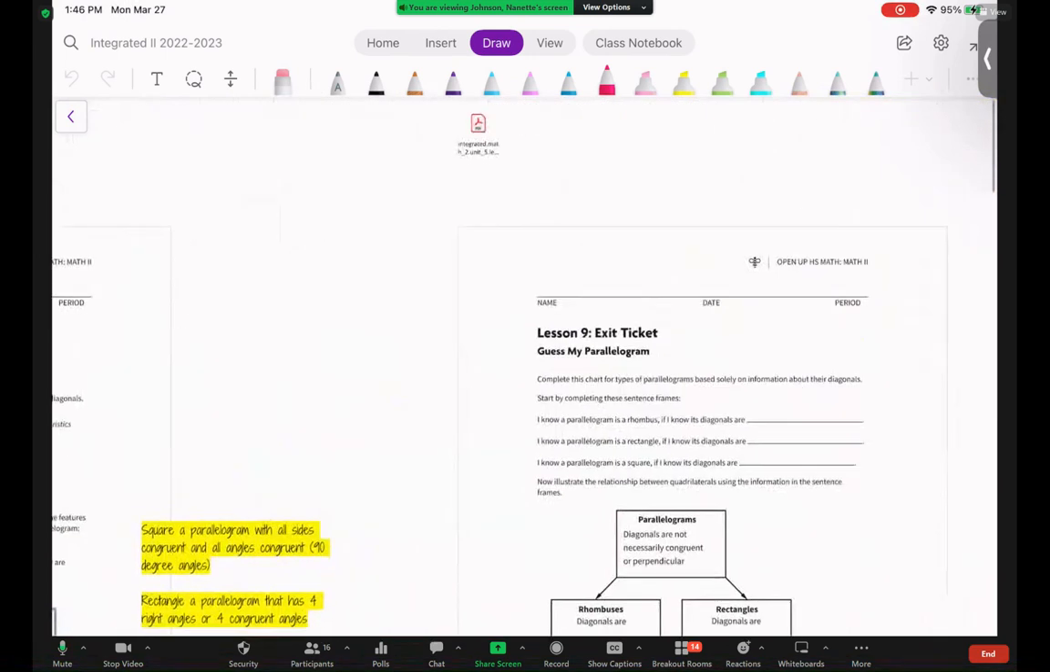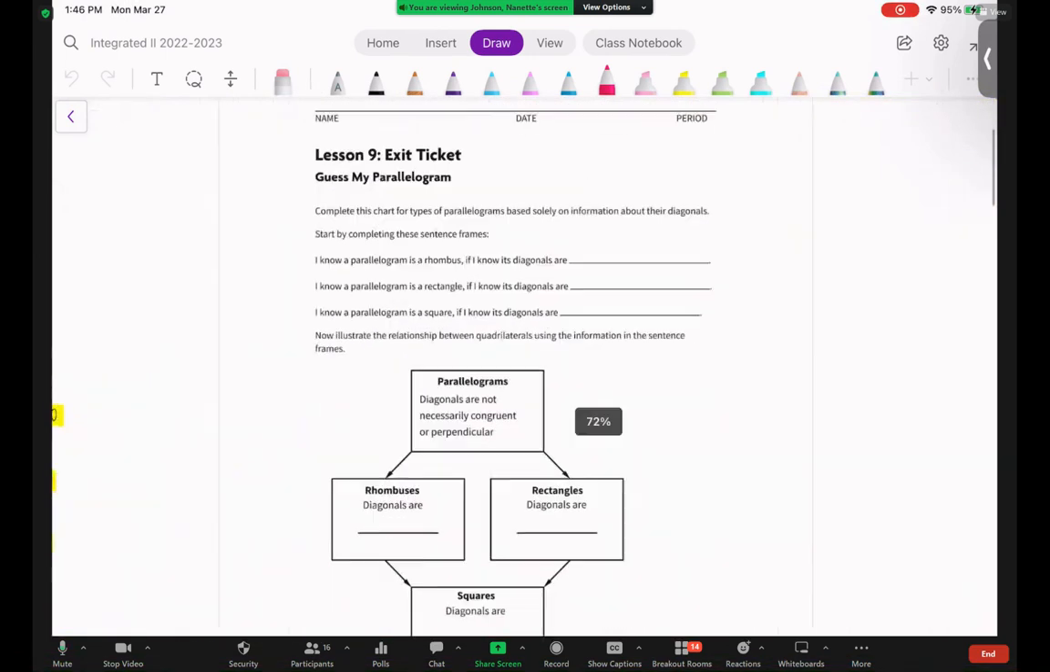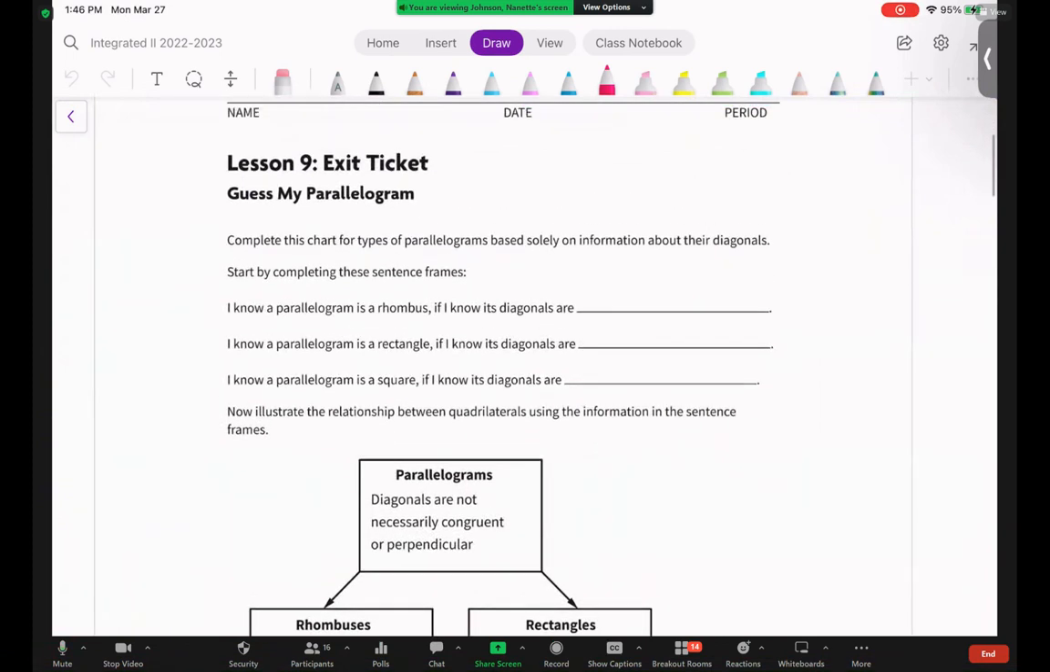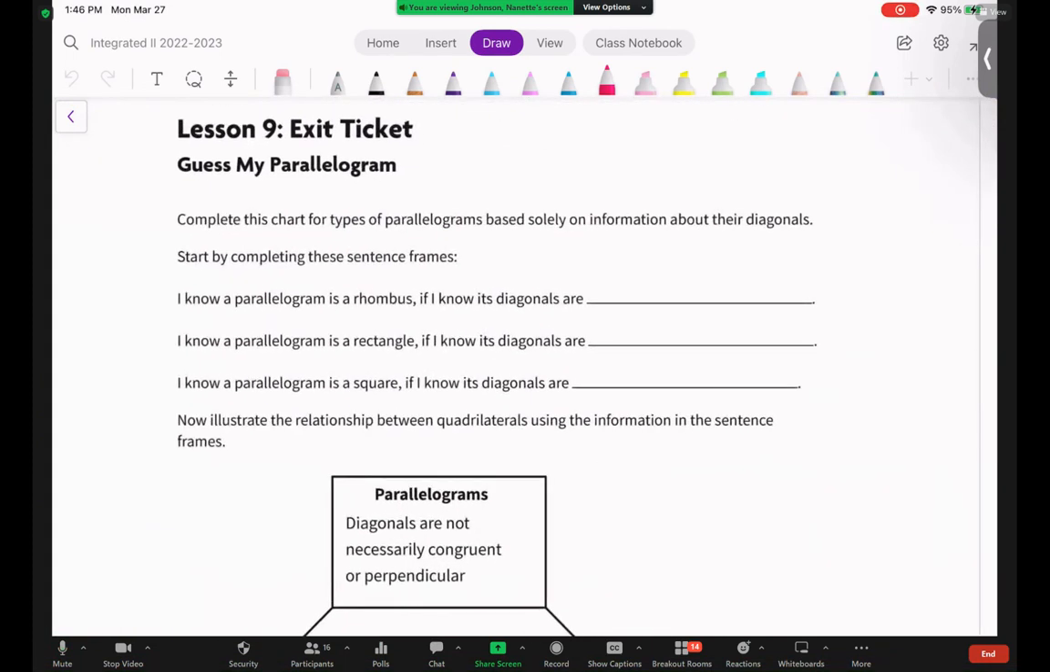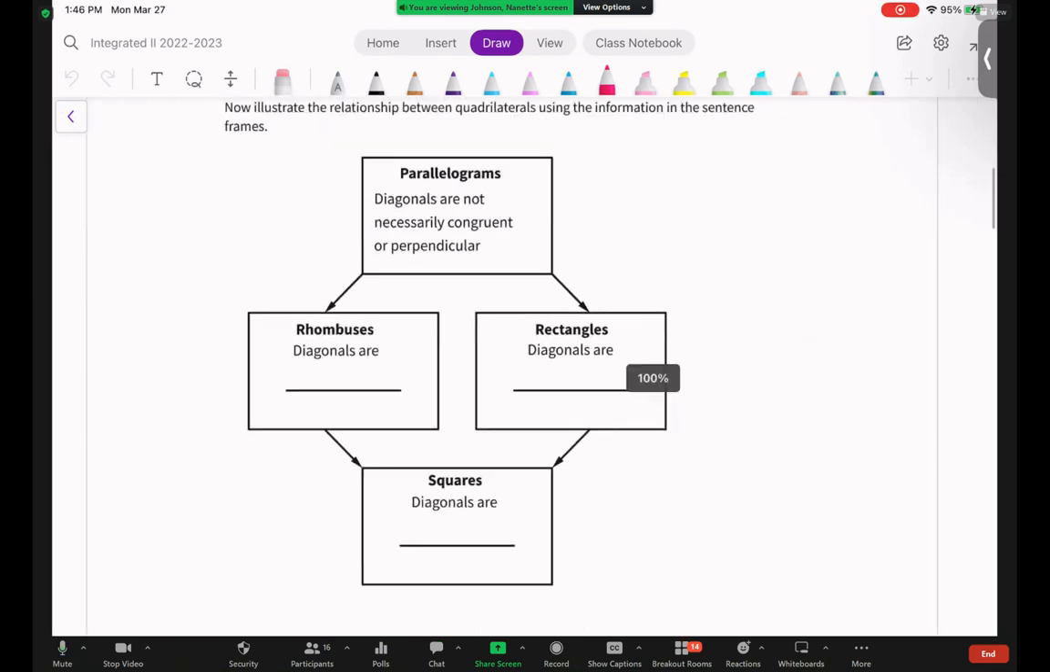I'm going to make you guys look at your exit ticket. This is actually really good. This is where I'm going to have you guys work on today, as well as one of the problems before we go. So it says, complete this chart for the types of parallelograms based solely on the information about their diagonals. Start by completing these sentence frames. I know a parallelogram is a rhombus if the diagonals are what? Okay, so let's look at our little chart table here.